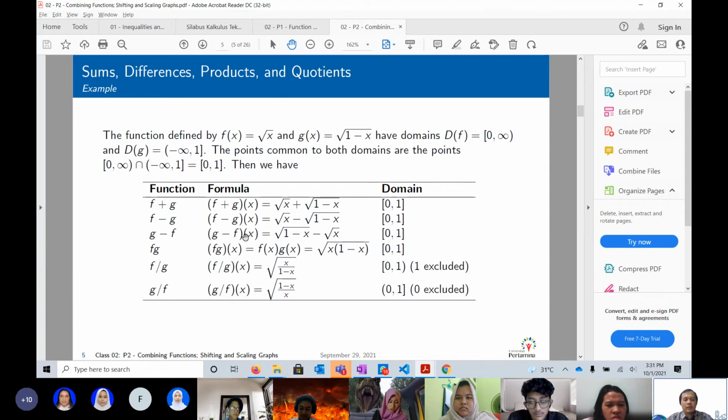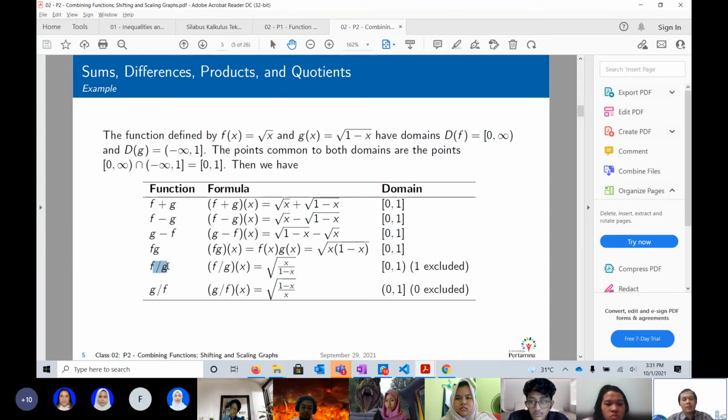For f times g, we have a different expression. The domain is still the same. For f times g, we have another expression, and the domain remains the same. But what happened with the quotients?